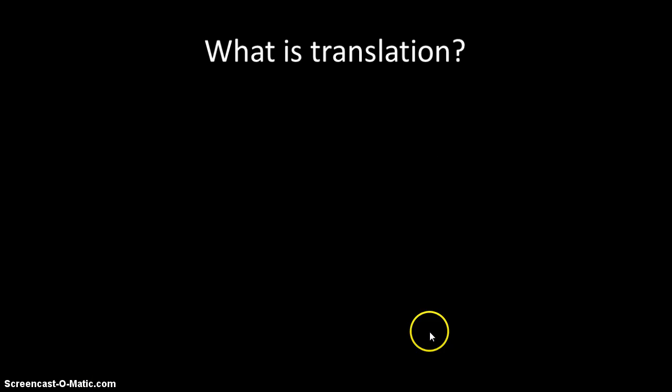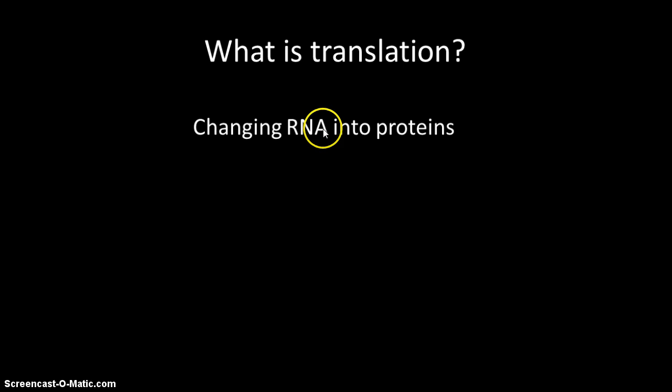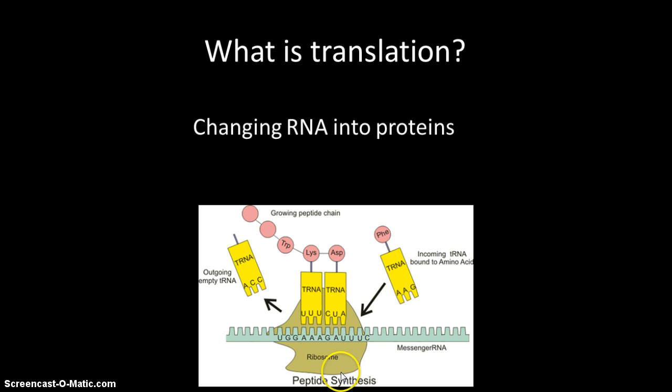That is transcription. Translation is different. With translation, we're changing RNA into proteins. So it's going from one macromolecule, nucleic acid, into another one, proteins. Right here you can see we're at the ribosome, so we're out in the cytoplasm, and our mRNA is going through that, and we're converting it into these pieces that make up our protein. Those pieces are called amino acids.